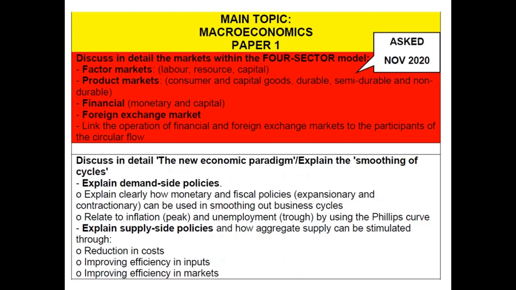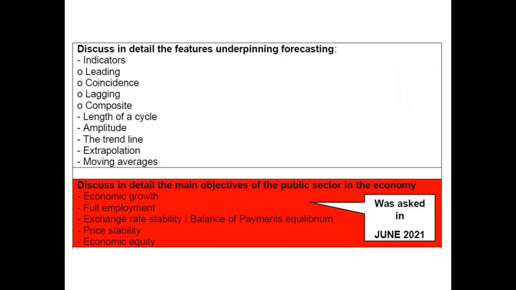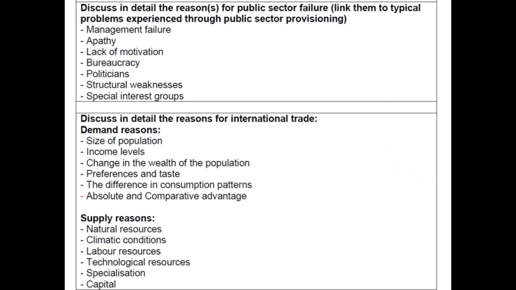The second one deals with a new economic paradigm. The third one deals with features underpinning forecasting. The other one, objectives of the public sector. And then the reasons for public sector failures, and then international trade. Now these two, public sector failures and the reasons for international trade, are new questions which were not asked previously. They are new questions that were added to the exam guideline and identified as essays.